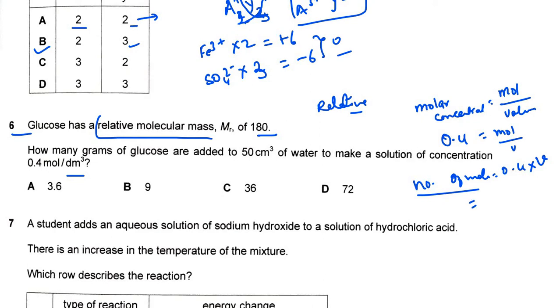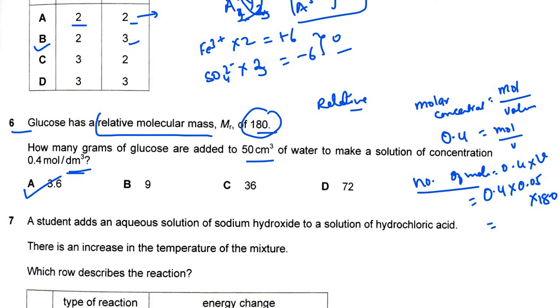So now what is the volume given to you? 50 centimeter cube. Since the data is in decimeter cube, convert this to decimeter cube. If you convert, it will become 0.05 decimeter cube. Correct? This is your number of mole. In 1 mole they have already given you 180 as the molecular mass. So if I multiply with 180, I'll get the mass in gram. If you solve this, you will get 3.6 gram, which is option number E.